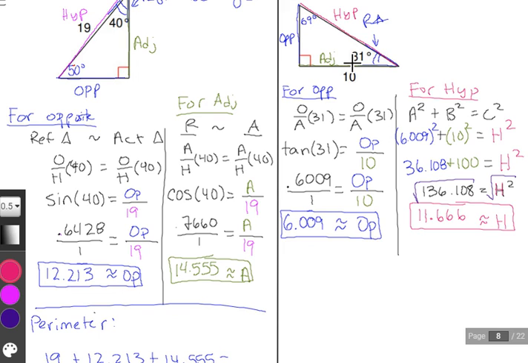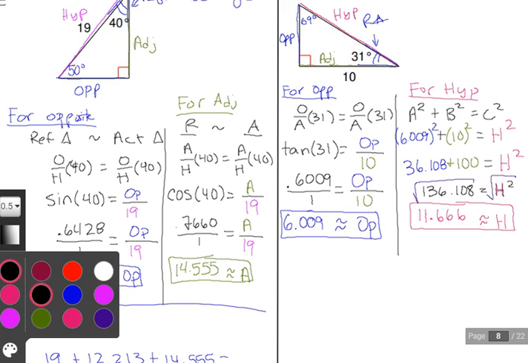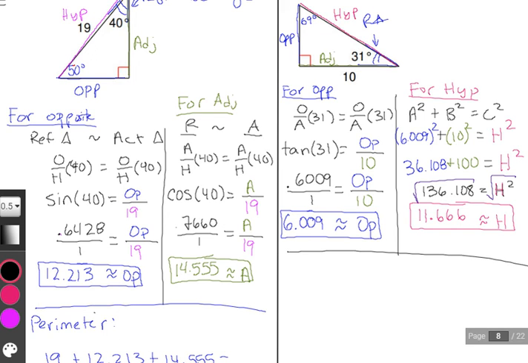All right, one last thing. We need to find the perimeter. Again, that's just a tack on, right? That's an additional thing I want you to find. And so, okay, for the perimeter, I just add the three pieces together. So 6.009 plus 11.666 plus the 10 I was given gives me a perimeter of 27.675.